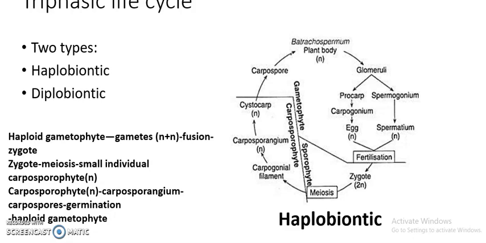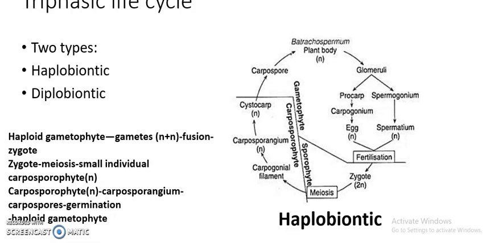In haplobiontic life cycle, the carposporophyte is a haploid small individual plant, but it remains attached to the haploid gametophyte. So there are 2 haploid plants. At the tip of the carposporophyte, carposporangia are produced, in which haploid carpospores are formed, and these spores liberate and germinate on soil, undergoing repeated mitotic division to produce a new haploid gametophytic plant.